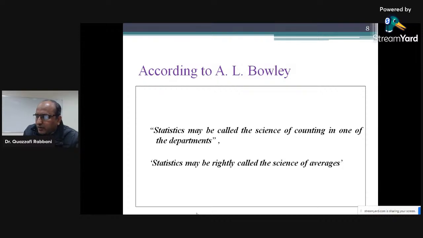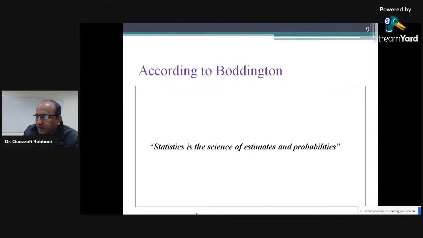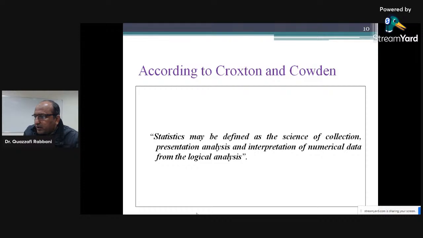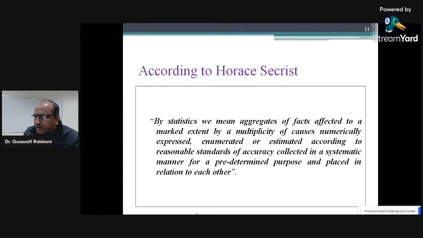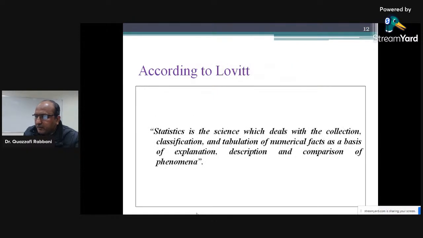According to A.L. Bowley, statistics may be called the science of counting. In one of the departments, statistics may be rightly called the science of averages. According to Boddington, statistics is the science of estimates and probabilities. According to Croxton and Cowden, statistics may be defined as the science of collection, presentation, analysis, and interpretation of numerical data from the logical analysis. So there are many authors who define statistics in their own way.